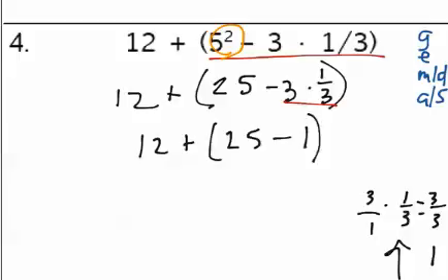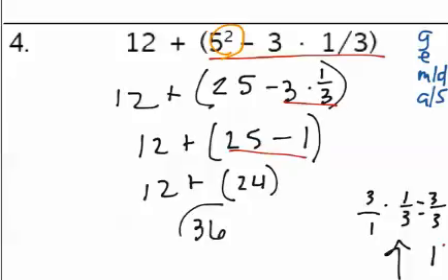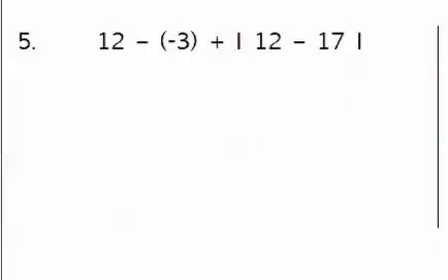Okay, still need to finish simplifying what is in my parentheses. So I have 12 plus 25 minus 1 is 24. 12 plus 24 would be 36. All right, if you have any questions, you need to go back and listen. Of course, you may pause the video, but I'm going to move on to number 5.